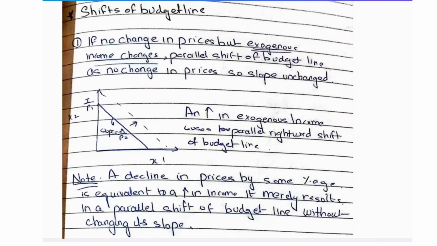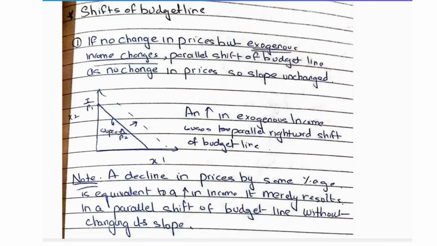So an increase in exogenous income will cause the budget line to shift parallel rightwards, and a decrease in exogenous income would cause a parallel leftward shift of a budget line. Now here's something to notice: if prices of both goods decrease by the same percentage, it's equivalent to an increase in income. Similarly, an increase in prices by the same percentage is equivalent to a decrease in income.